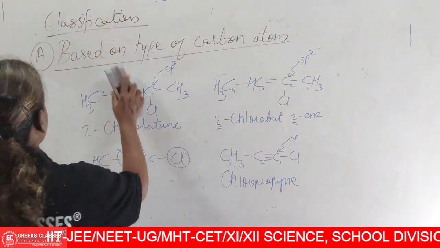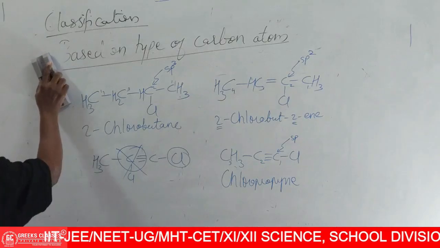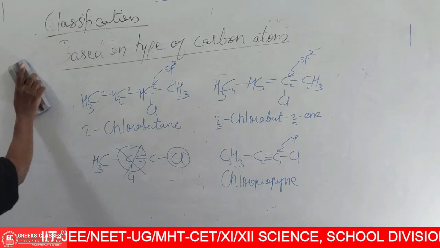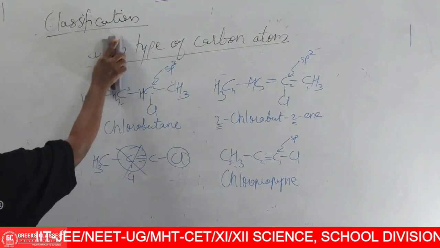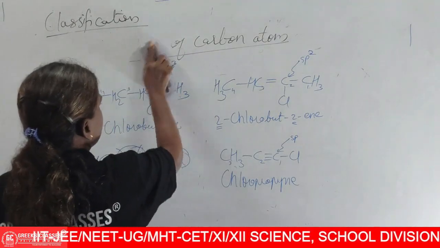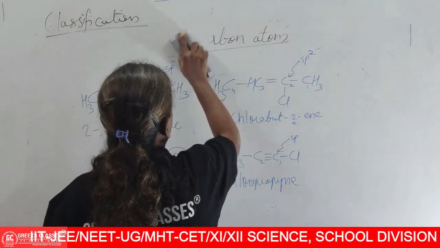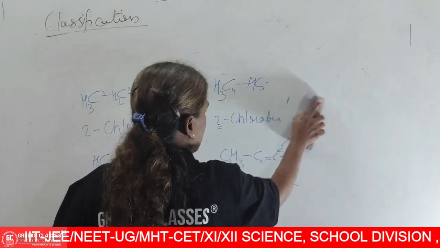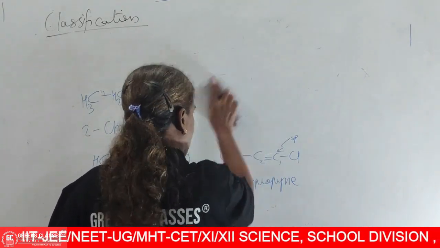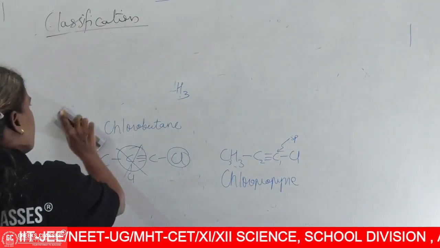Okay, good. Thank you. Now coming to next method of classification, we can have two slightly different kinds of classification, that is about special types of haloalkanes we can have.